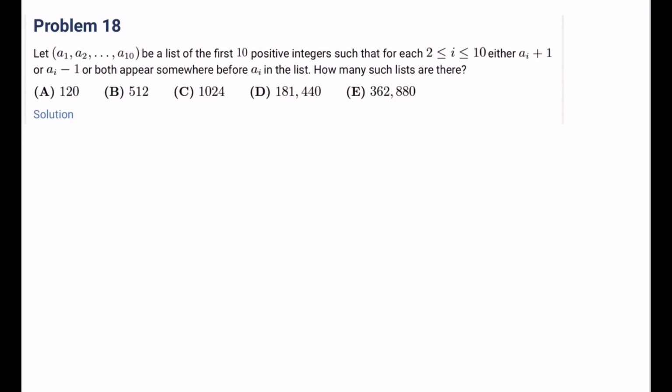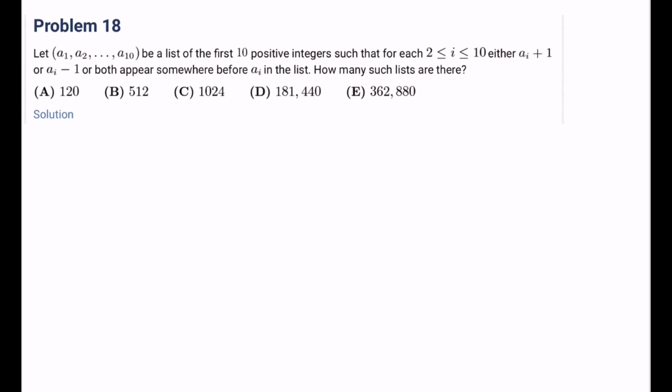Number 18, let A1, A2, all the way to A10 be a list of the first 10 positive integers such that for each i between 2 and 10, either Ai plus 1 or Ai minus 1 or both appear somewhere before Ai in the list. How many such lists are there? Okay, so since we have 10 positive integers, either Ai plus 1 or Ai minus 1 or both should appear before Ai in the list.